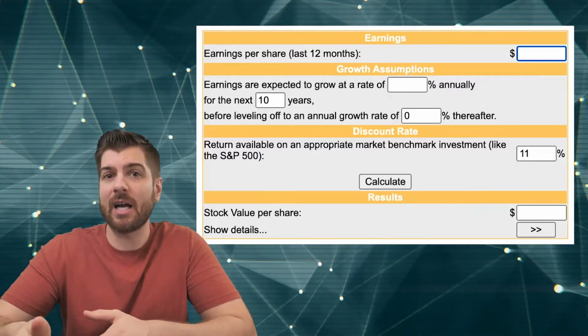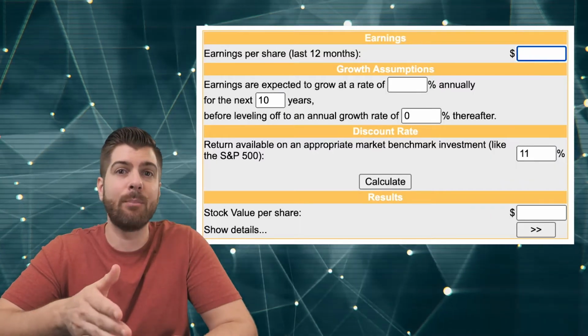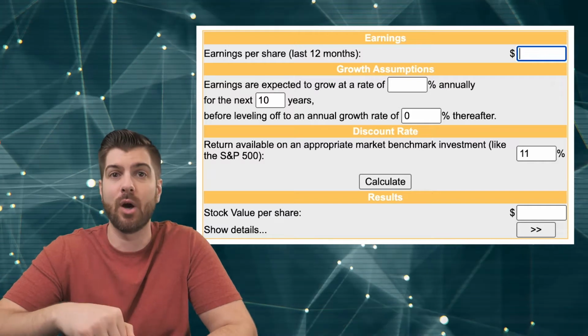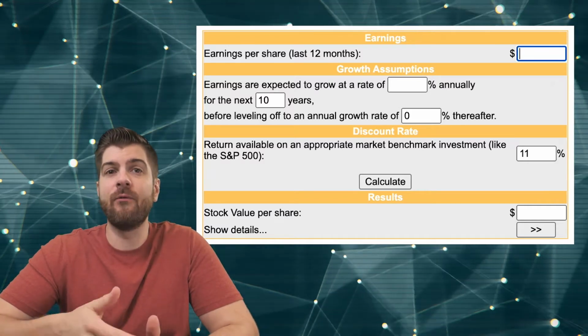In this video, I'm going to show you the easiest way to value stocks quickly using a completely free tool. Alright, so here's the discounted cash flows calculator that we're going to be using, and I'll put the link in the description for the website below. So we're going to use this calculator to value Facebook stock.